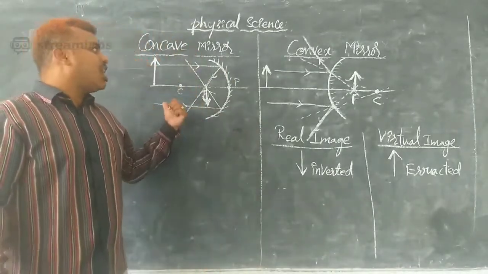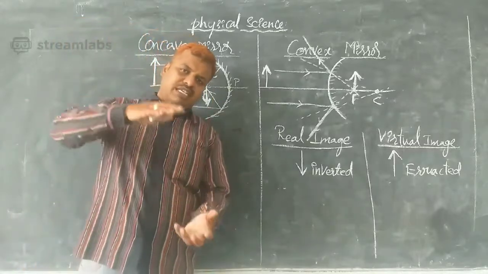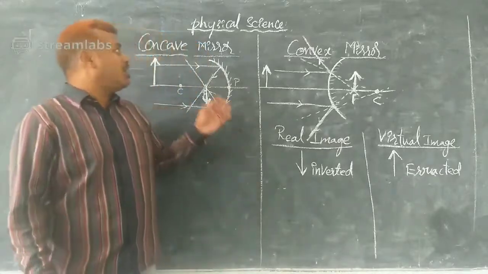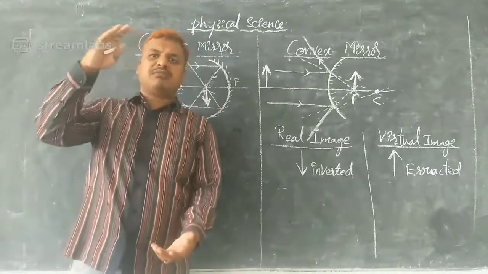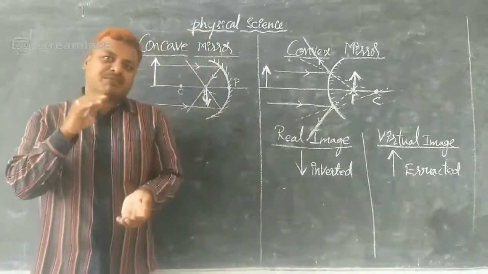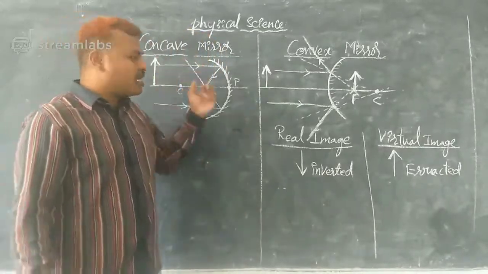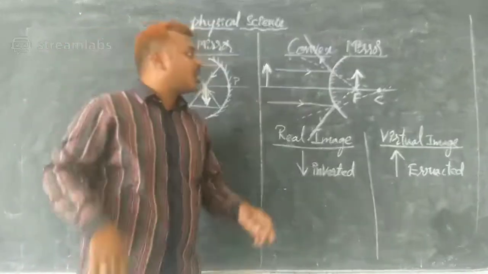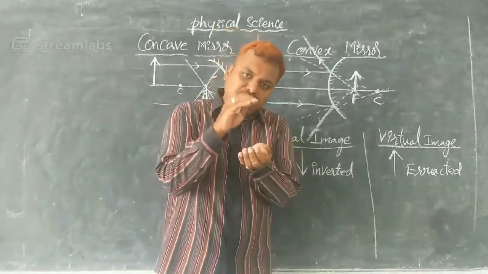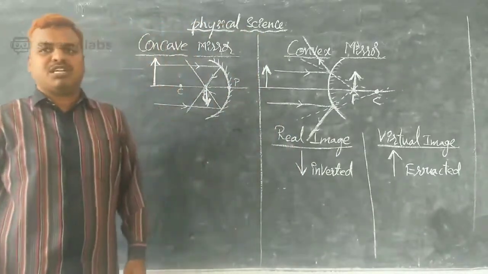Here, enlarged image. Concave mirrors are going to form enlarged image. So enlarged means bigger in size. Concave mirrors are going to form enlarged image, and convex mirrors are going to form diminished image, smaller in size. So diminished image means small image, enlarged image means larger size image.